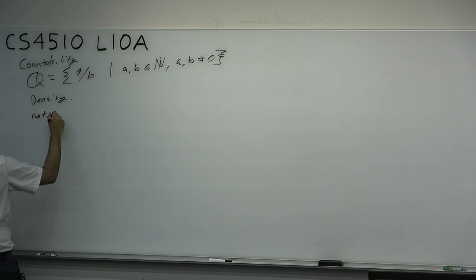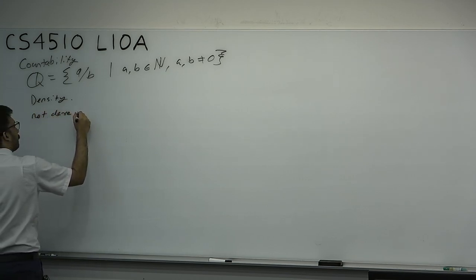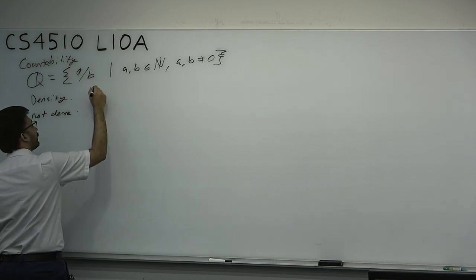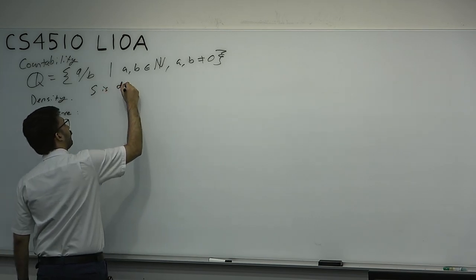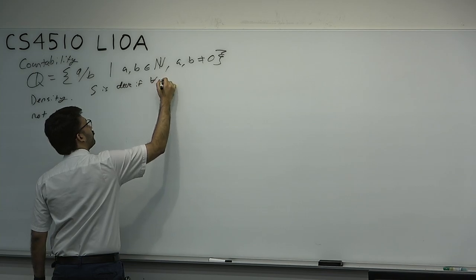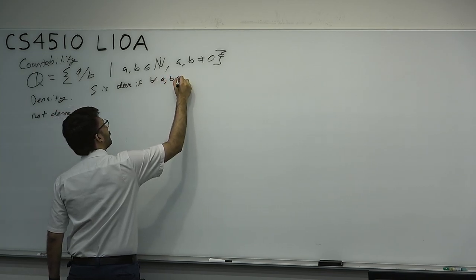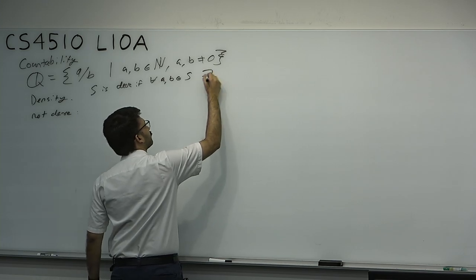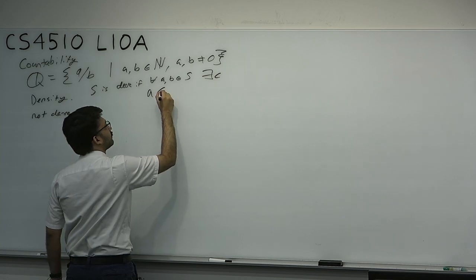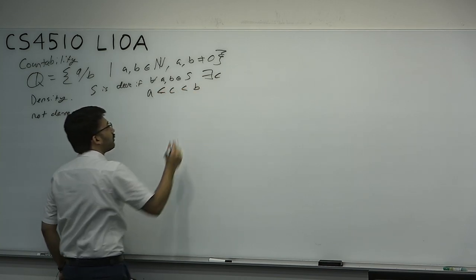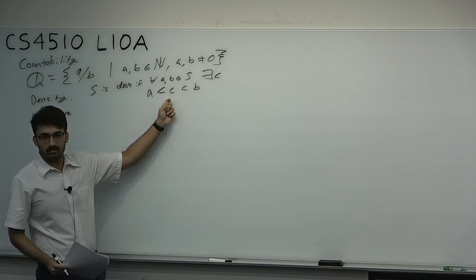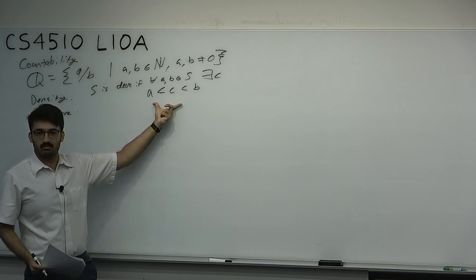So the naturals are not dense. What that means is, we say S is dense if for all A, B in S, there exists some C such that A is less than C, which is less than B. So in between any two elements of the set, there exists a middle element. There exists an element between any two elements, right?